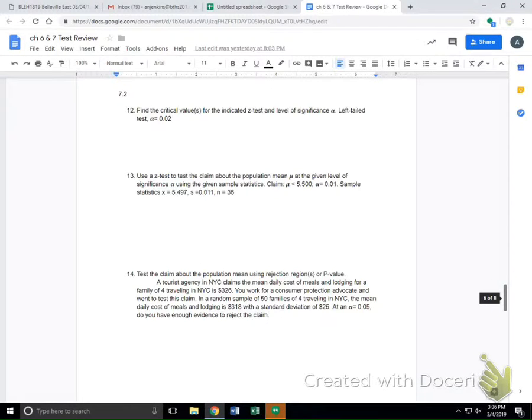Okay, so this is where I believe we left off. This question asks, find the critical value or values for the indicated z-test and level of significance alpha, if it's a left-tailed test. Remember, when we use the z, that left tail is how it reads.